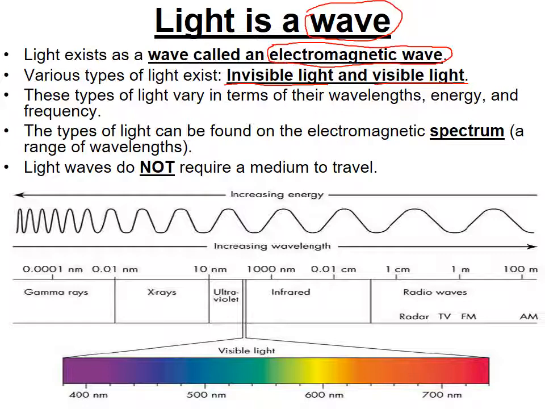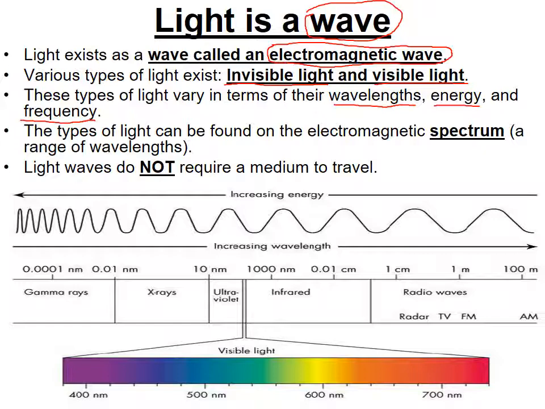And again, there's many types of invisible light, and there's many types of visible light. So these different types of light, invisible and visible, are actually going to vary in those different terms that we saw. They'll vary in terms of their wavelength, in terms of how much energy they have, and in terms of their frequency. So what really separates the different types of light are all those characteristics of waves that we learned. Some have different wavelengths, some have different energy levels, and some have different frequencies.